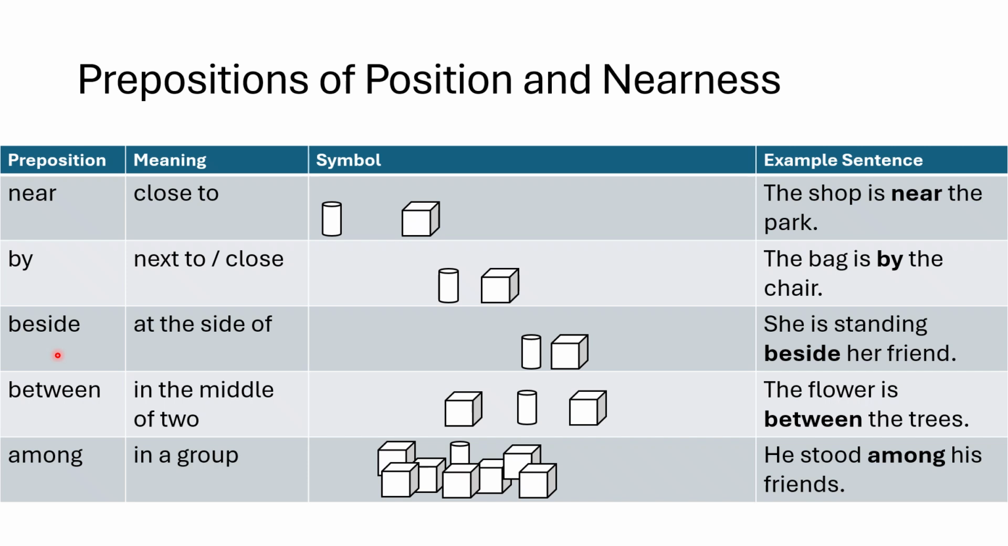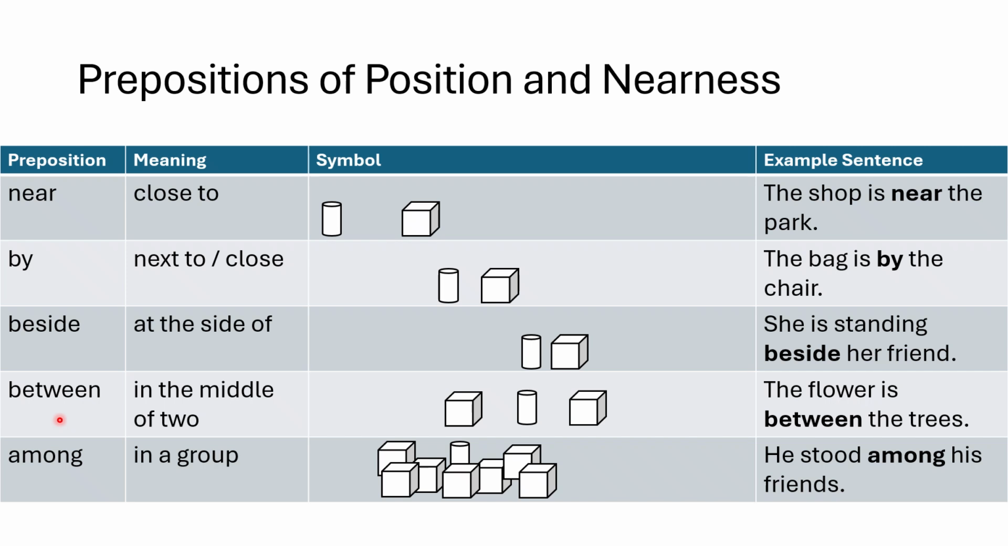The preposition beside means at the side of. This symbol illustrates the cylinder beside the box. Listen to the example sentence. She is standing beside her friend.